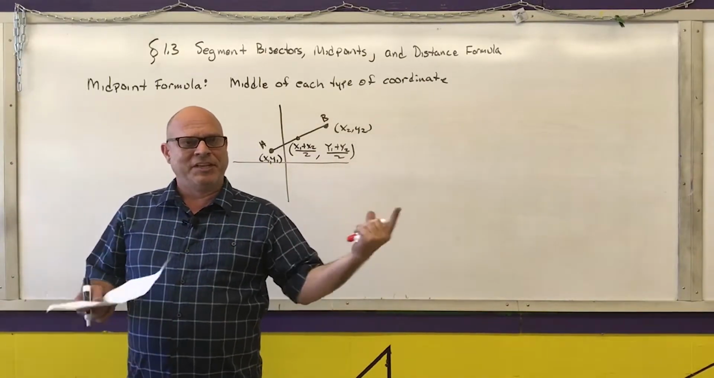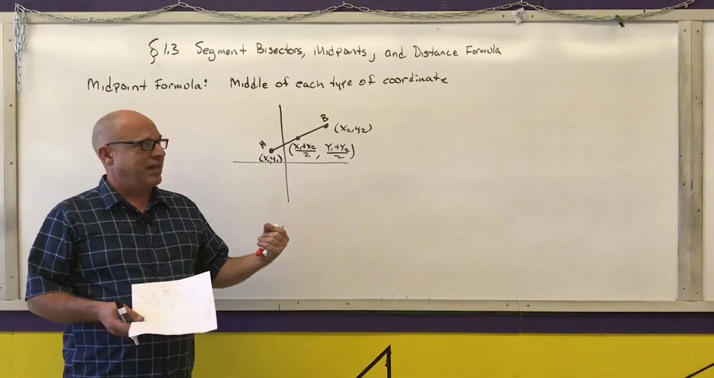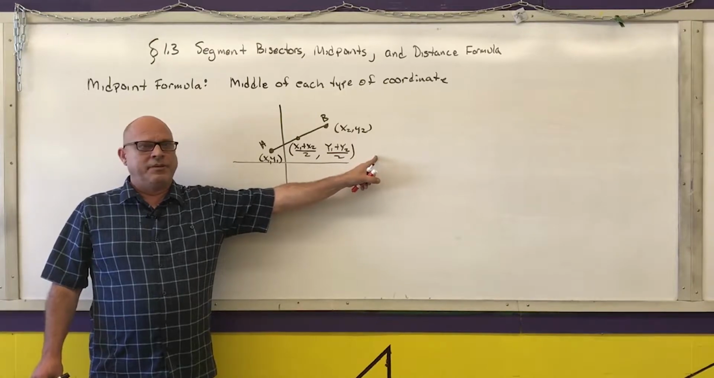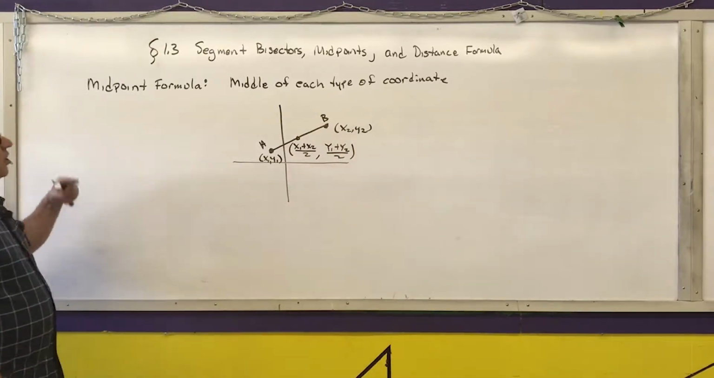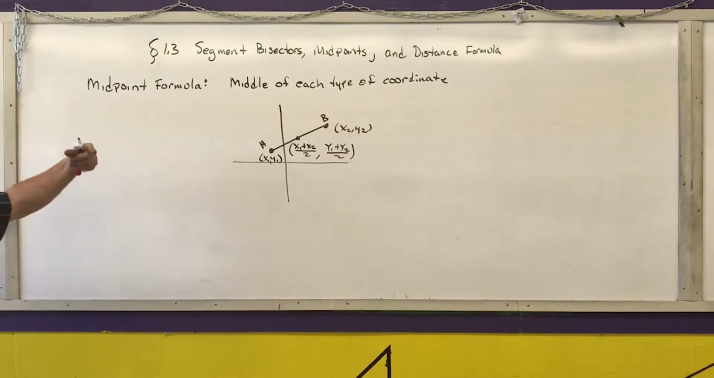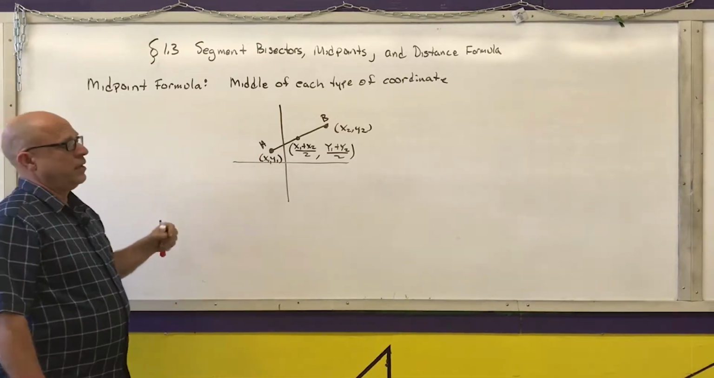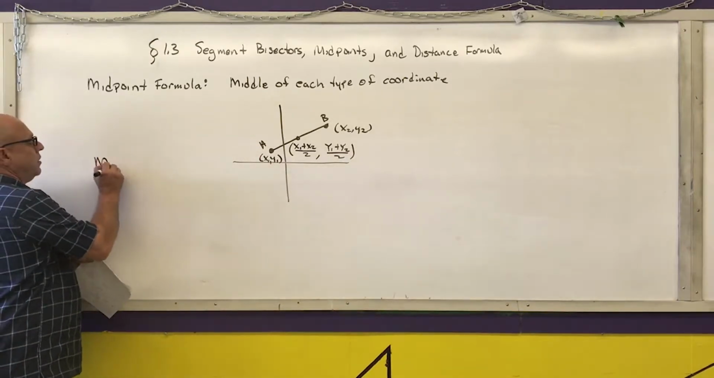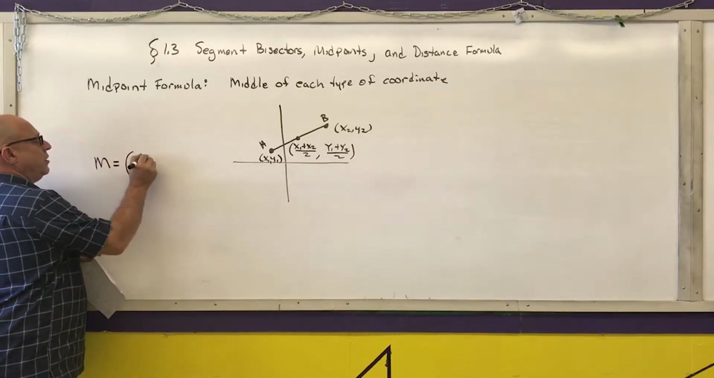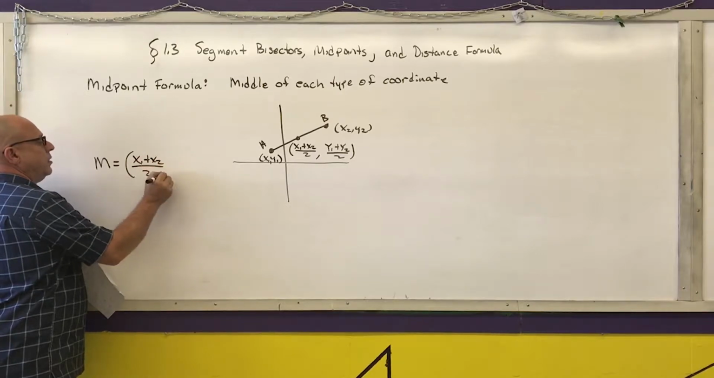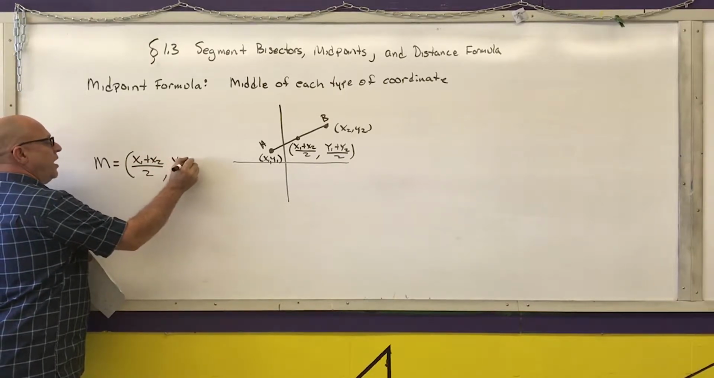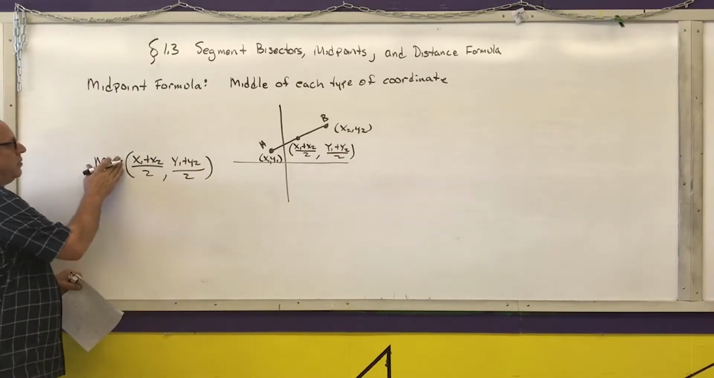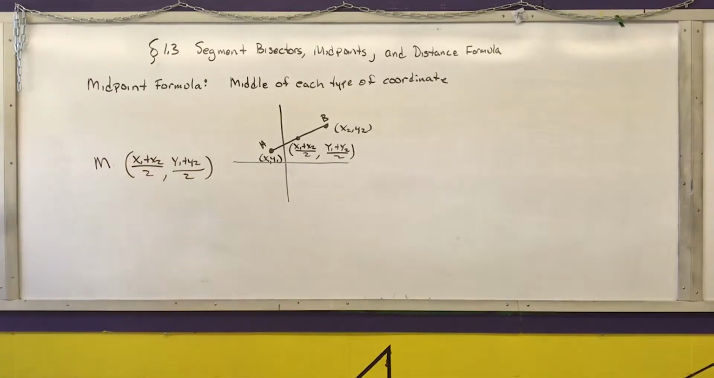If you're using a three-dimensional system in some of your future classes, the z coordinate's midpoint would be add the z's up and divide by 2. So we're going to find the middle of each type of coordinate, and that will be our midpoint. Okay. So M is equal to (x1 plus x2 over 2, y1 plus y2 over 2). That's the coordinates of my midpoint. So the midpoint is that coordinate.